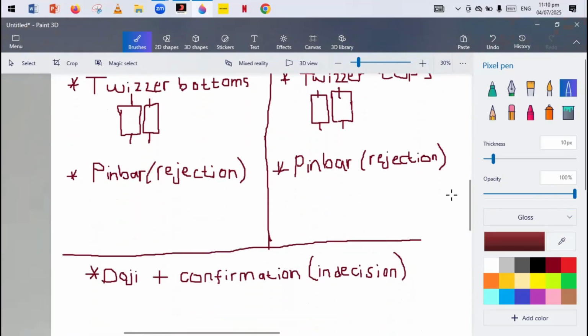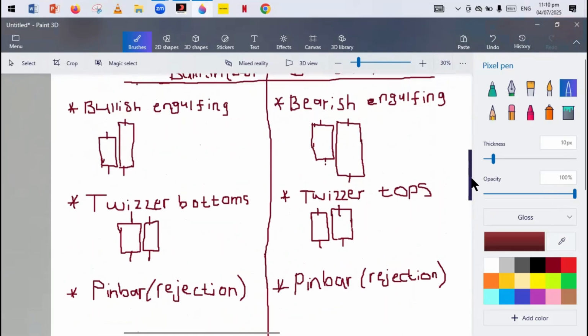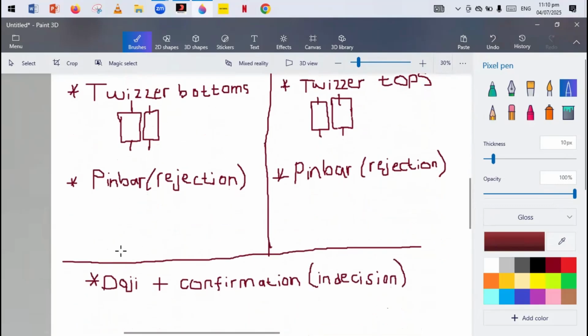And then we have what is known as the pin bar, or the rejection candlestick pattern. In a bullish market, that is how the candle looks. That is the bullish pin bar. That long wick indicates a rejection. So this is a signal that the buyers are now ready to move up.